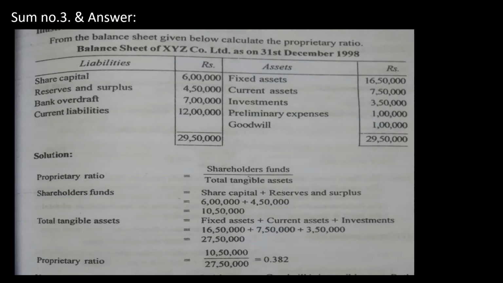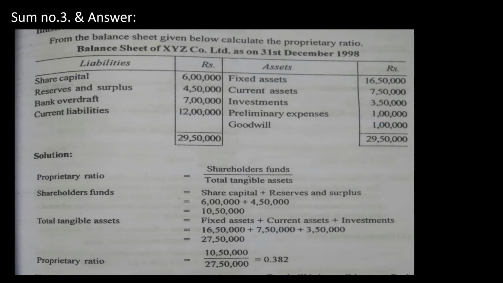Then total tangible asset is nothing but the total of the balance sheet minus fictitious asset, if there is any. The total of the current asset plus fixed asset plus investment. The preliminary expenses, goodwill, everything will be ignored. Everything will be called intangible. So my fictitious asset and intangible asset will be subtracted from the total asset. Only then do you call it total tangible asset.